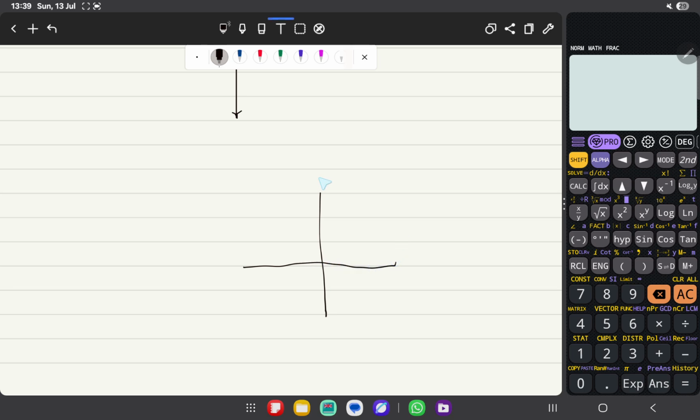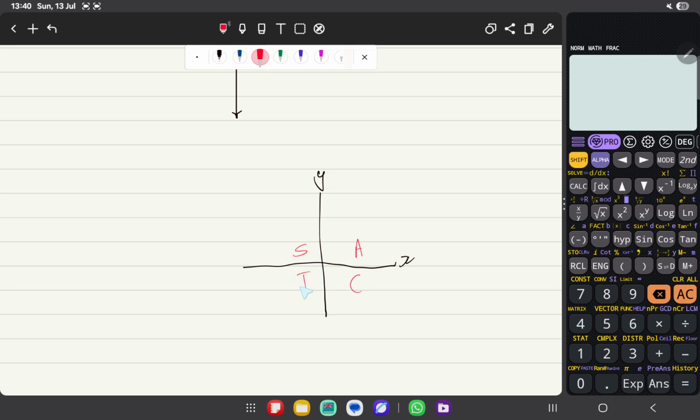So this is your y-axis, x-axis, Cartesian plane. The CAST rule goes like this: C-A-S-T. What it means is it tells you which trigonometric ratio is positive where. Here, A is for all of them being positive in the first quadrant. Second quadrant, only sine is positive.